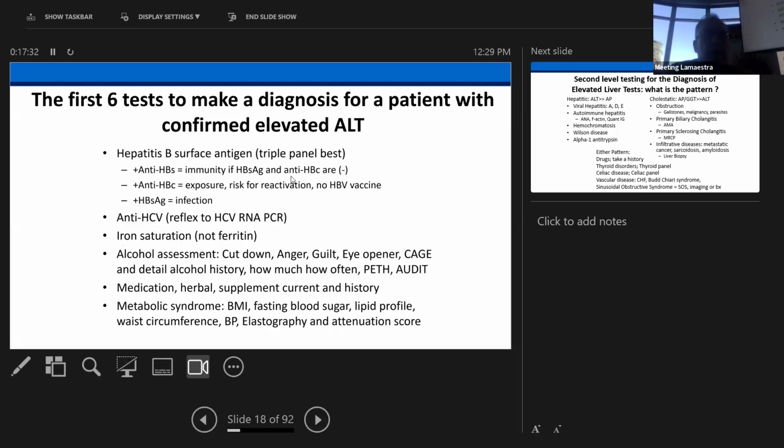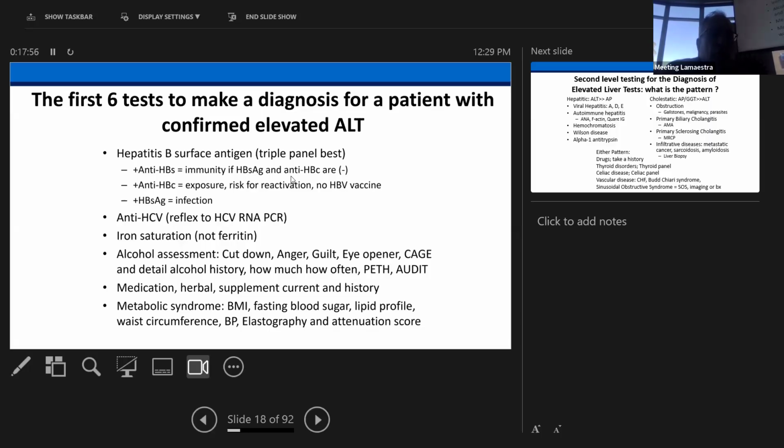Third pearl on this slide is do not order ferritin testing. Ferritin is like a sed-rate or C-reactive protein. It's an acute phase reactant. It's very messy, very difficult to use. We do use it in liver clinic in very special settings, but in the primary care practice, the ferritin is a mess.